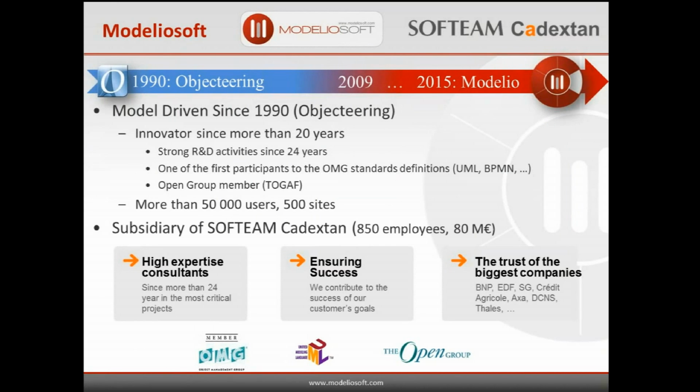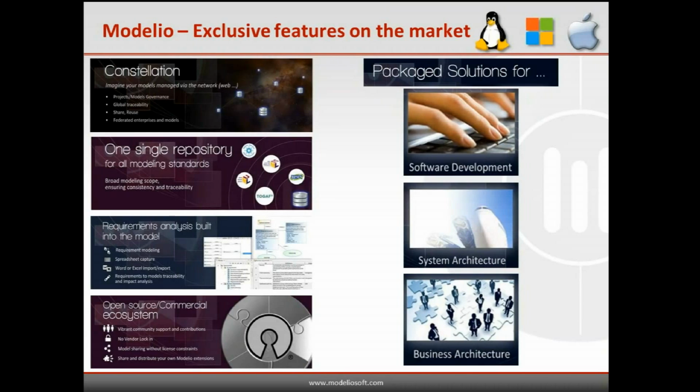Modelio is the result of 25 years of experience in modeling support. Modelio is a successor of the Objecteering tool. Modelio has a huge number of users, and Modeliosoft is a subsidiary of Softeam, which has about 850 employees and is well known in France. Modelio has strong, exclusive features as a modeling tool.